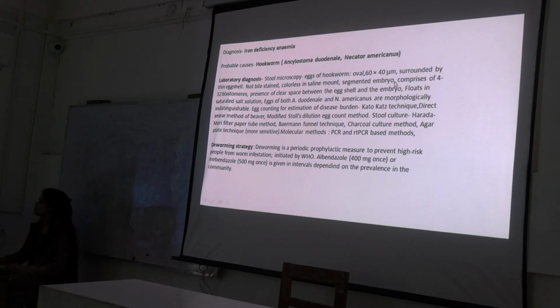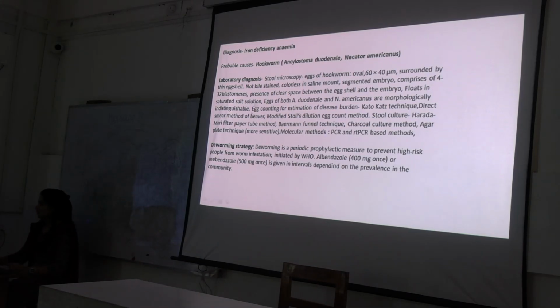So what will you do? Stool microscopy will show you segmented eggs of hookworm. You remember how the hookworm egg looks? It's oval with segments in. Okay. There are some other methods also that you perform, such as stool culture, Harada-Mori filter paper method. All these techniques can be performed, you don't have to go into much detailing about it. What else can you do? You can do molecular methods, but in the conventional way, you take the stool sample and inspect it for the eggs.